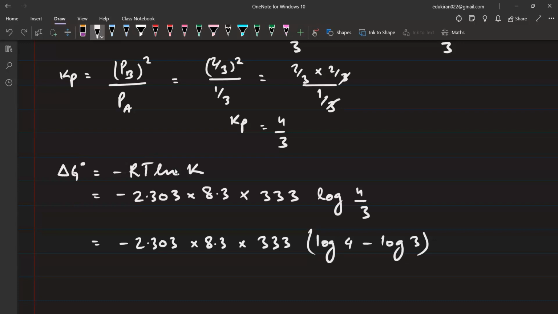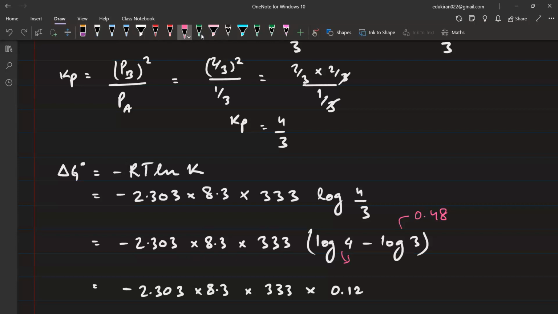Now you need to solve log 4 and log 3. Do you know the values of log 4, log 3? These things? Maybe you don't know them yet, right? Do you know the values, Harsha? Sir, log 3, I guess it's 0.48. 0.48. Log 4 is 0.6. So this will be 0.12 approximately. Minus 2.303 into 8.3 into 333 into 0.12. Okay, so you need to calculate this one.